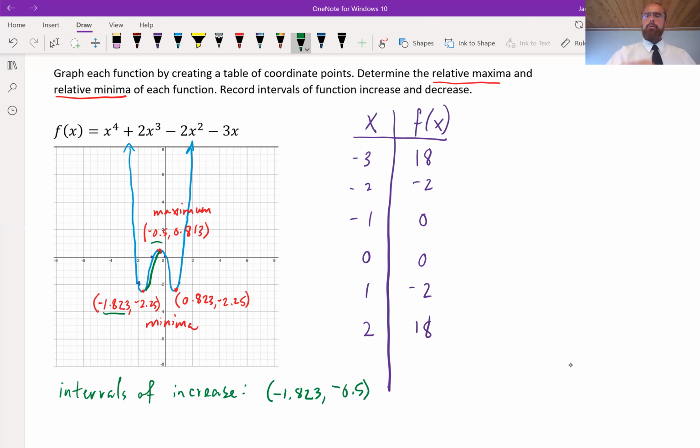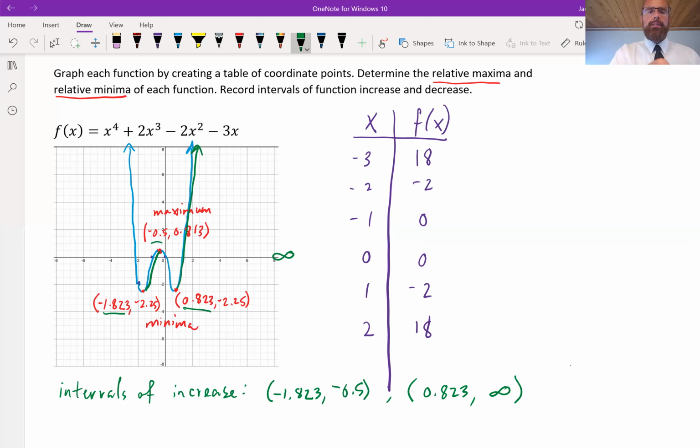The next interval is a downhill slope all the way down here to this right-hand minima at 0.823, but from 0.823 until we have another interval of increase. So it starts at 0.823. See if you can predict where does that interval end. Good, it goes forever. So we would say this interval goes to infinity on the right.